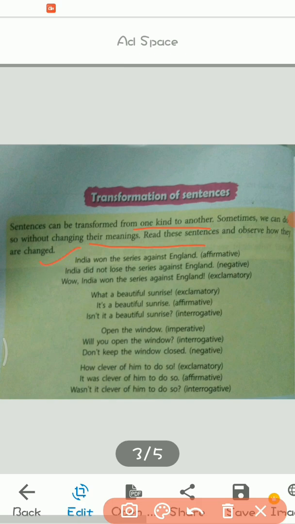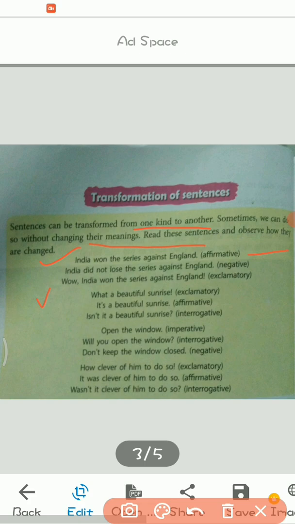For example, India won the series against England. So this is an affirmative sentence. We can call it our positive sentence. And if we want to make it negative, we have to add a helping verb plus not according to the tense. So, India did not lose the series against England. And if we are making it exclamatory, we will use some words that are suggestive of the initial force of the sentence. Okay? For example, wow, India won the series against England.